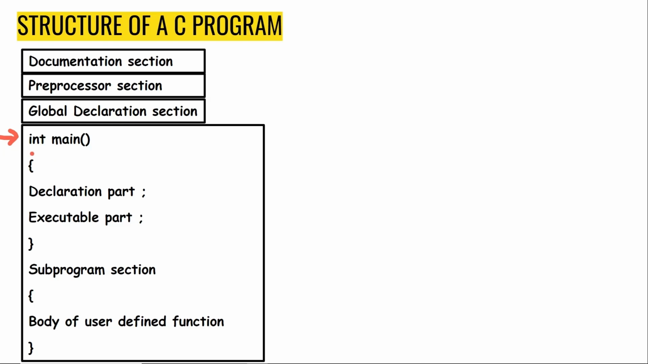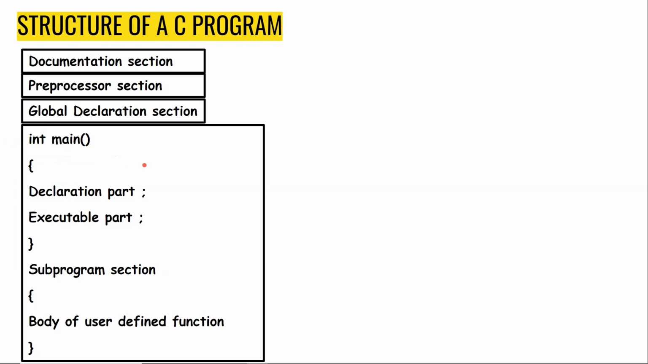This function, either the main function or any other user-defined function, consists of two parts: the header of the function and the body of the function. The header will have the return type. Here we have specified int. Then the function name followed by the argument list. Here we do not have any arguments, so it is an empty argument list, void. Main is a function, and this is the header.